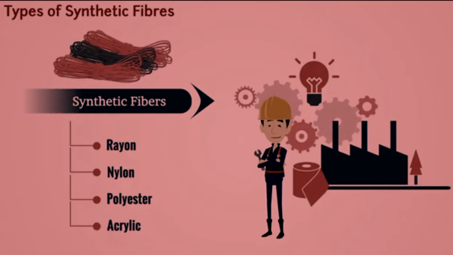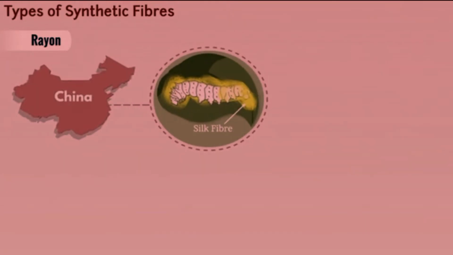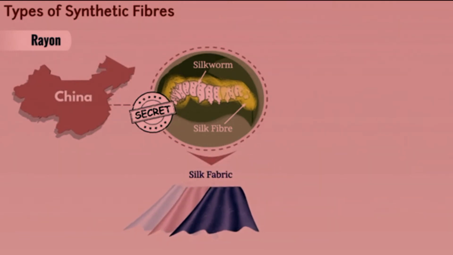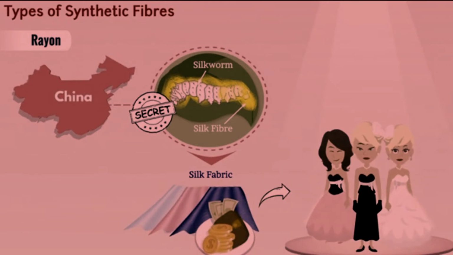Speaking about rayon, it has an interesting history. China discovered that silk fibers are obtained from silkworms. However, this discovery was kept as a secret for many years. The fabric made from silk fibers is costly, but had great demand due to its beautiful appearance.